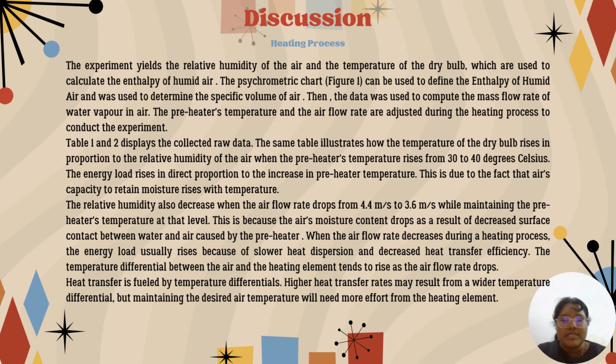The relative humidity also increases when the air flow rate drops from 4.4 meters per second to 3.6 meters per second, while maintaining the preheater's temperature at that level. This is because the air's moisture content drops as a result of decreased surface contact between air and water caused by the preheater. When the air flow rate decreases during the heating process, the energy load usually rises because of slower heat dispersion and decreased heat transfer efficiency.